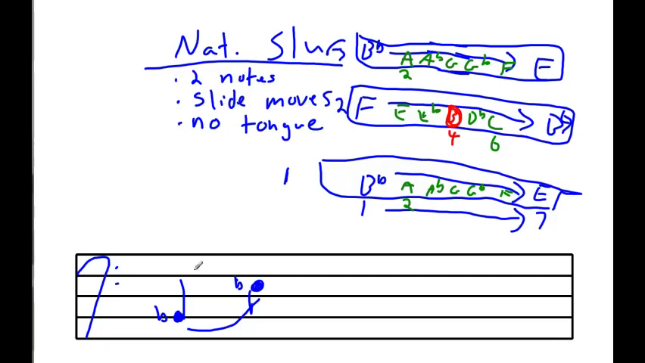The slide is moving from first position to third position, so we can do that with no tongue because it's jumping these floors. Okay, so that's natural slurs. And tongue slurs are basically everything else. Anything that isn't a lip slur or a natural slur is a tongue slur. And the goal of the tongue slur is to make it sound as smooth and connected as the natural or lip slur.